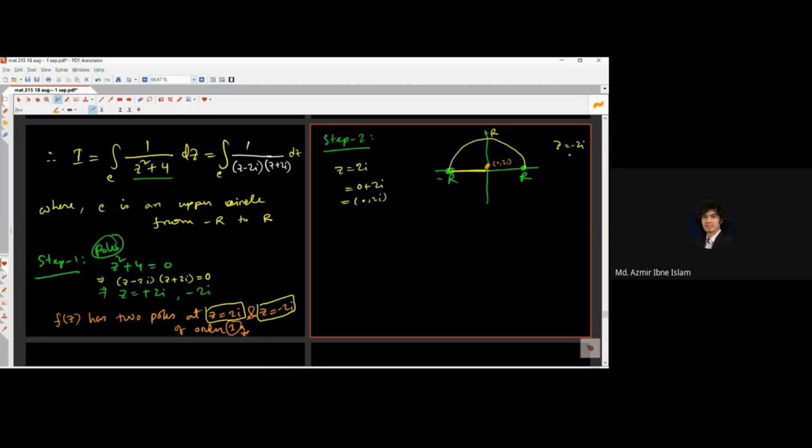Okay. Z equal to negative 2i. That means the point (0, negative 2). So it is here. So which one should be taken? Z equals 2i. This will be taken, but the other is outside. So one is inside and one is outside.